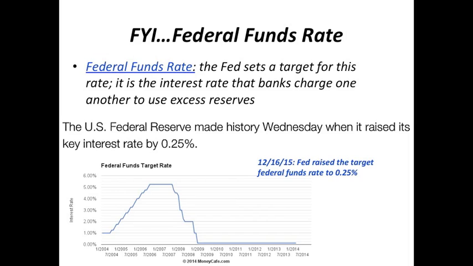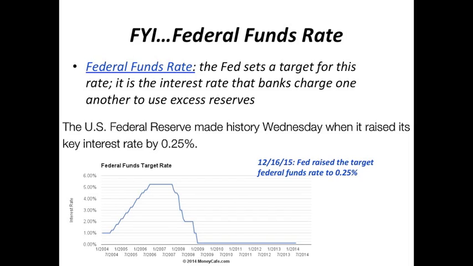And since 2008, since the Great Recession, the target for this rate has been 0% because of the sluggish economy and because the recovery from this big recession has been somewhat slow. And the big news on December 16th of 2015 was that the Fed finally raised the target federal funds rate by 0.25% from 0%, so to 0.25%.